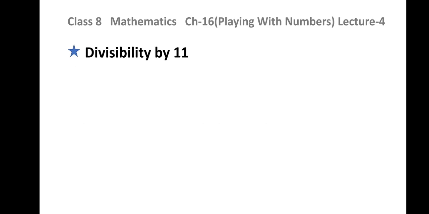Coming to the divisibility by 11, this is again an important rule which you should learn and understand very properly. There are two methods to find the divisibility by 11. Whichever you think is convenient or easier for you, that method you can opt for. I am telling you both the methods. Any of these you can follow.